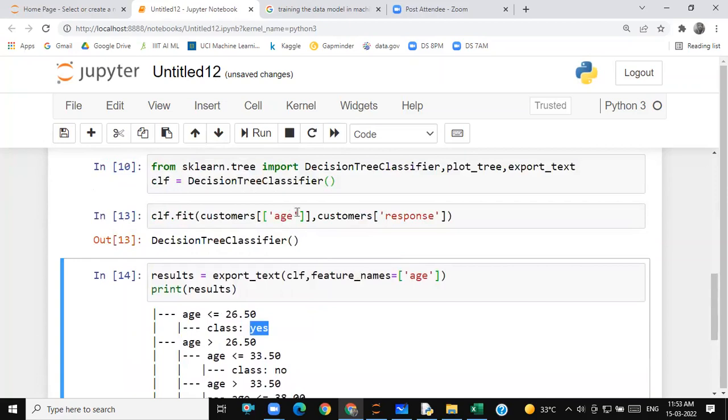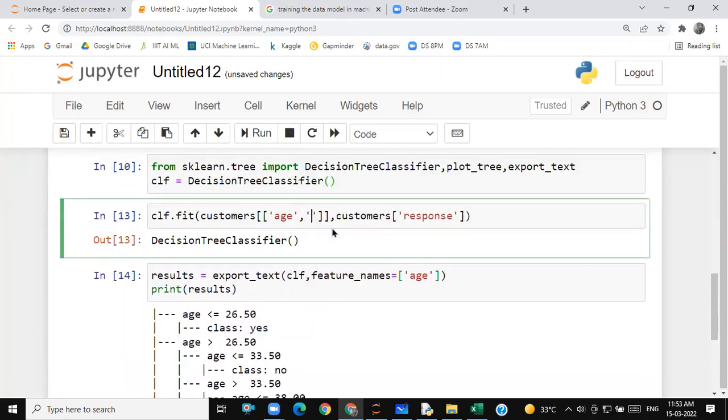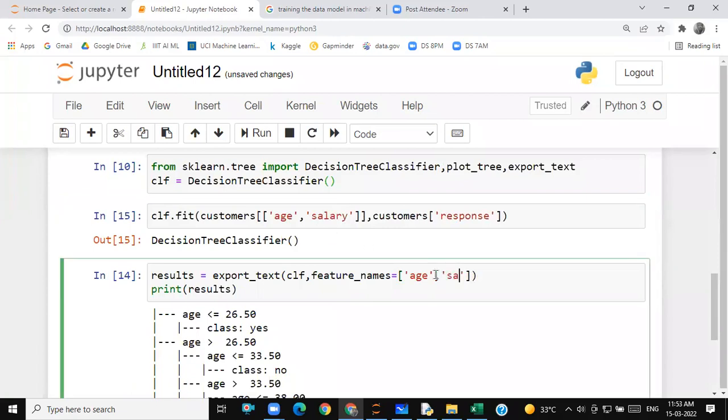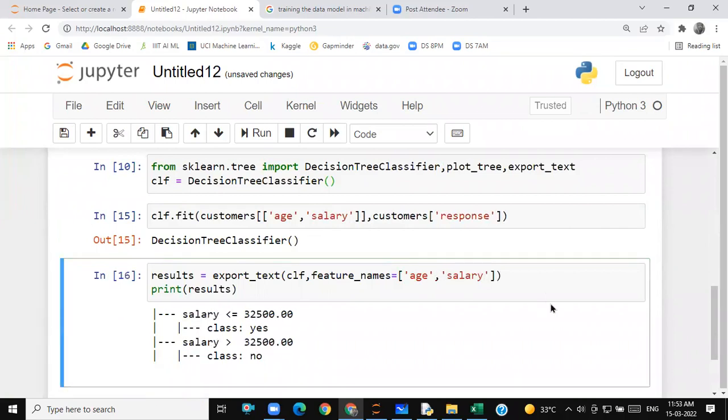Same thing I can show in multiple ways, but when I give age and salary, the system has used only salary for our discrimination. That means the machine itself identified whether age or salary is better for separation. Salary is easier to separate, that's why it uses the salary. Even if I give the age, it never uses the age at all, because age is going to have a lot of conflicts.